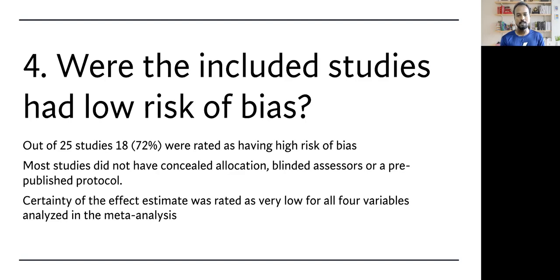And most of the studies did not have concealed allocation, blinded assessor, or a pre-published protocol, right? And they also rated the certainty of the effect estimate. As I was saying, because there is a very high risk of bias, the effect estimate is very, very low for all the outcomes, that is shoulder abduction, shoulder flexion, range of motion, pain, and disability. These are the 4 outcomes we measured. So the effect estimate is very, very low.